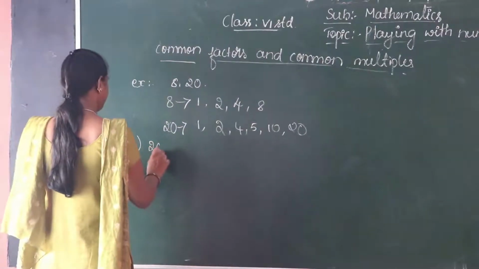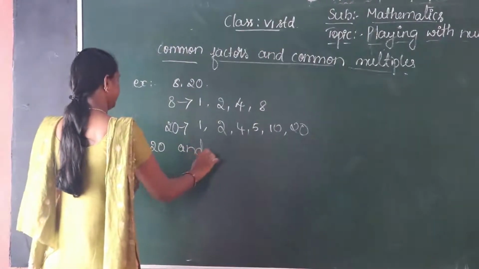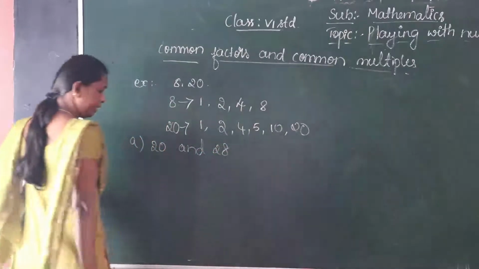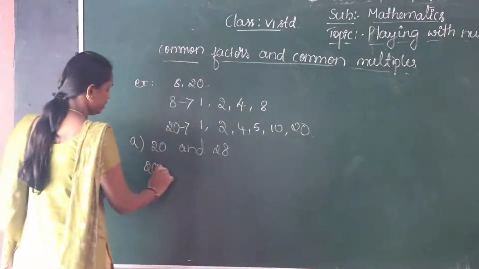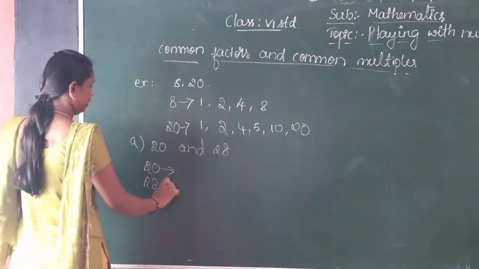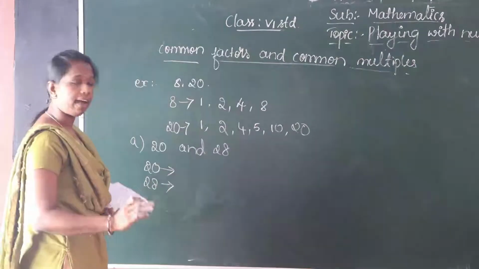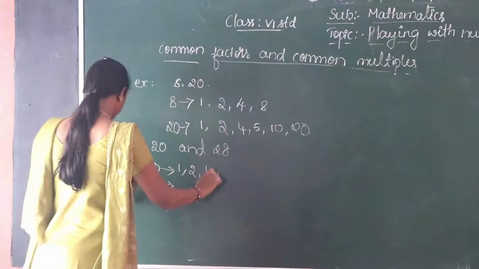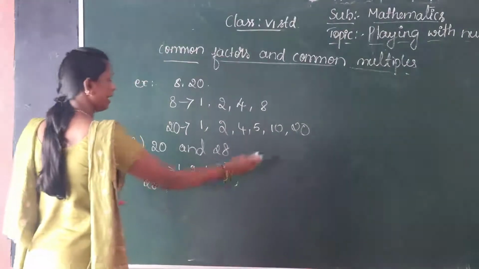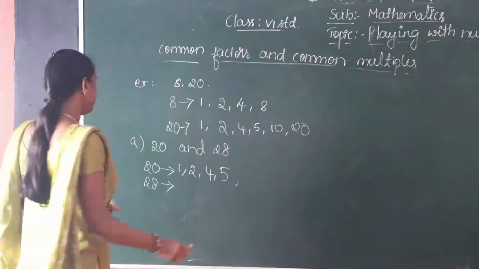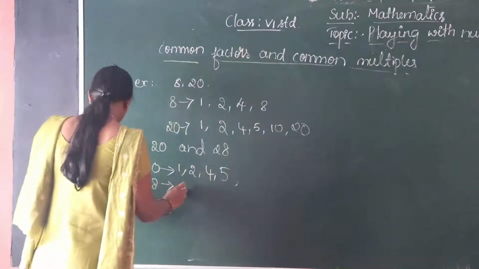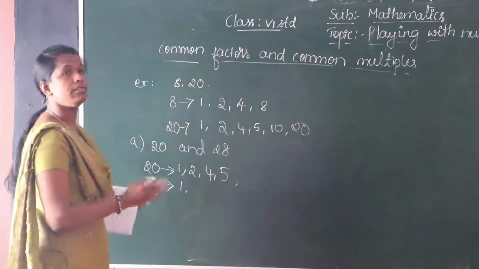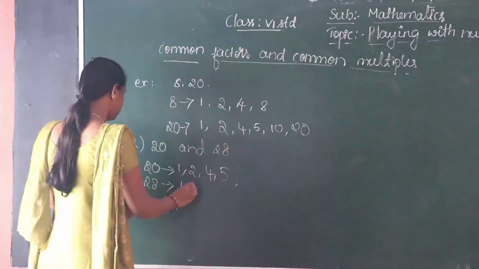That is 20 and 28. Children, 20. The factors of 20 are 1, 2, 4, 5, 10, 20, and so on. Okay. And then the factors of 28 are, so here I will write only the first 4 or 5 factors.